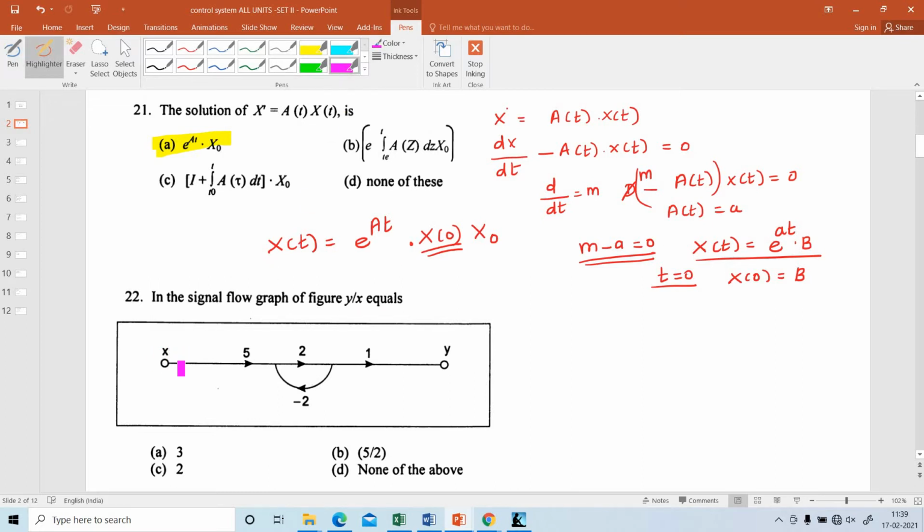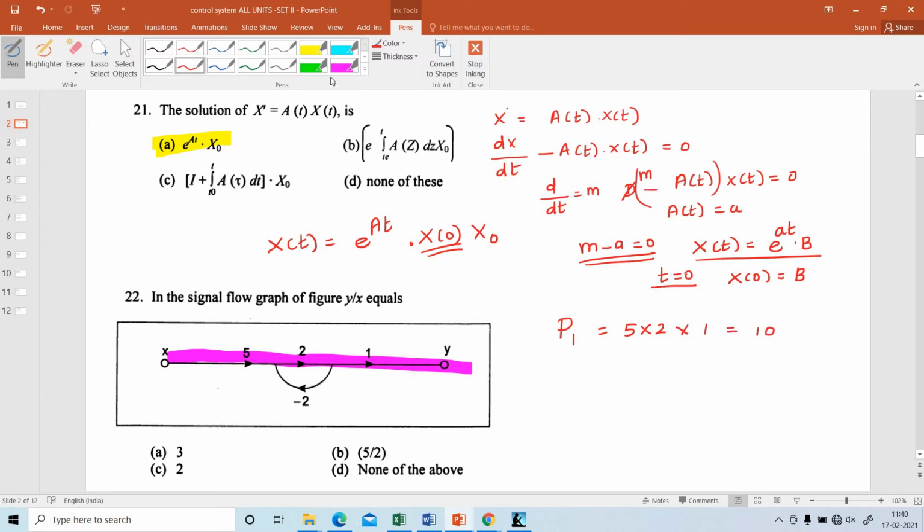So see the signal flow graph. First of all, I am going to calculate how many forward paths. What is a forward path? The signal starting from x and ending at y is known as a forward path. Here, this signal flow graph consists of only one forward path. The forward path is taken as P1 equal to 5 into 2 into 1, the answer equal to 10.